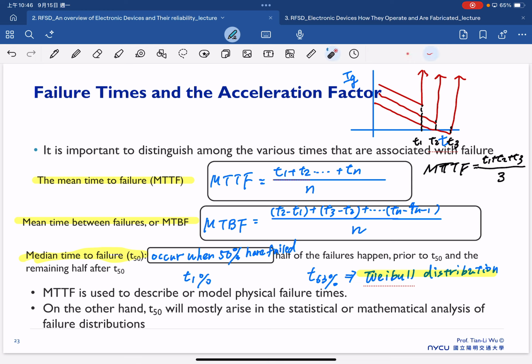So MTTF is used to describe or model physical values of time. On the other hand, T50 will mostly arise in the statistical mathematical analysis of a value distribution, and not only T50, but T63% is also very important.